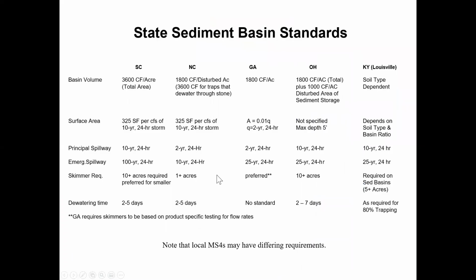It's interesting to look at different states and what criteria they have for their sediment basins. There are some consistencies throughout. And for those of you in Kentucky, you have the odd man out requirements, at least in this chart. Most states require a basin volume of somewhere between 1,800 cubic feet and 3,600 cubic feet. Ohio has a volume of 1,800 cubic feet of dewatering zone, plus an additional 1,000 cubic feet per acre of disturbed area that's below the invert. So it's a permanent storage area in the pond, basically a wet sediment basin.